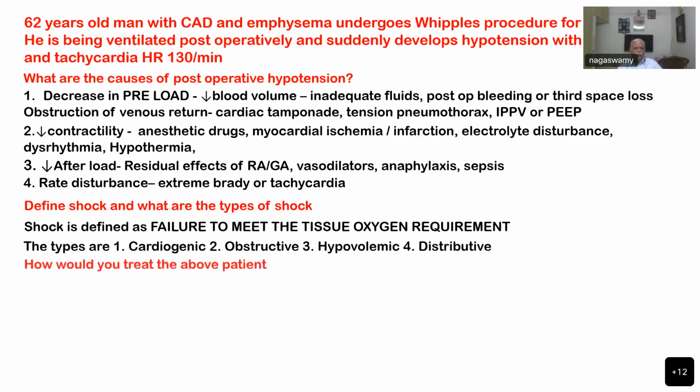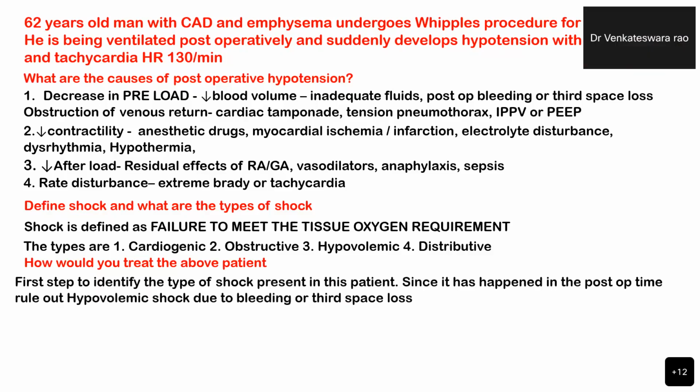Okay. So how do you treat this above patient? We have seen what is shock. We have seen what are all the types of shock. And we know what are all the causes for postoperative hypotension. So with all this knowledge, how will you treat the above patient? First identify what is the shock, what type of shock the patient is in. Since it has happened in the post-op time, rule out hypovolemic shock due to bleeding or third space loss, number one. Then what other things can be the cause in this patient?